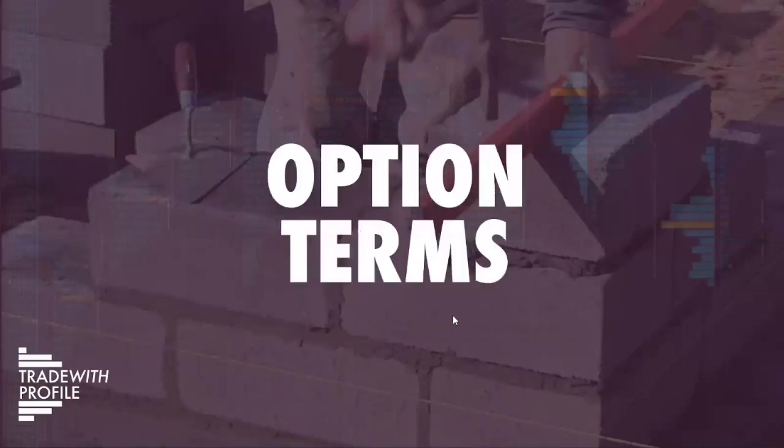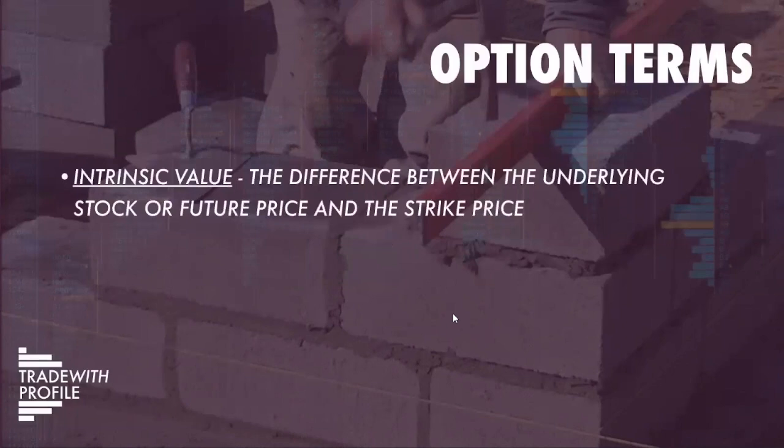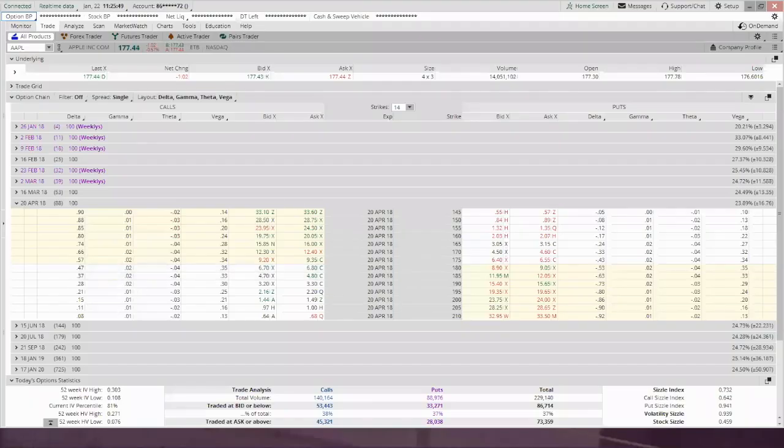Okay, option terms. Some additional terms that are going to be helpful for you. One is intrinsic value. This is the difference between the underlying stock or future price and the strike price, and the other is extrinsic value. This is an additional premium that's between the market price of an option and its intrinsic value. Let's compute this just so you have an example of what this looks like.